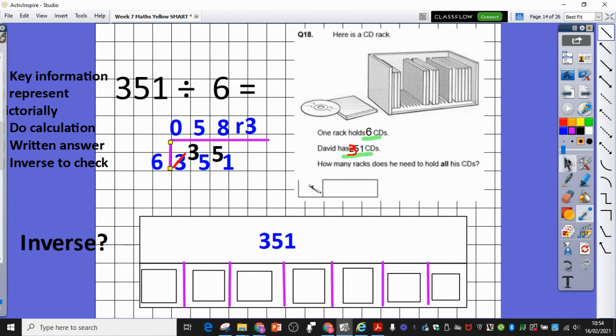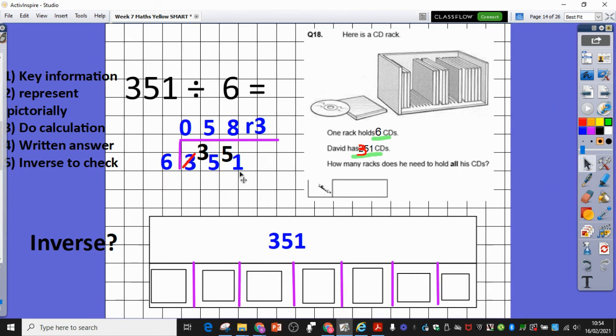Okay. So I've got my 351 and I'm dividing it by 6. So I'm using my times table knowledge. Now again, down the side of your page, I would be expecting you to do your 6 times table, and listing it so that you've got it there, you've done all the hard work, and you can just refer to it. 6 does not go into 3, 6 goes into 35 5 times. 5 6s are 30, and that gives me 5 left over.